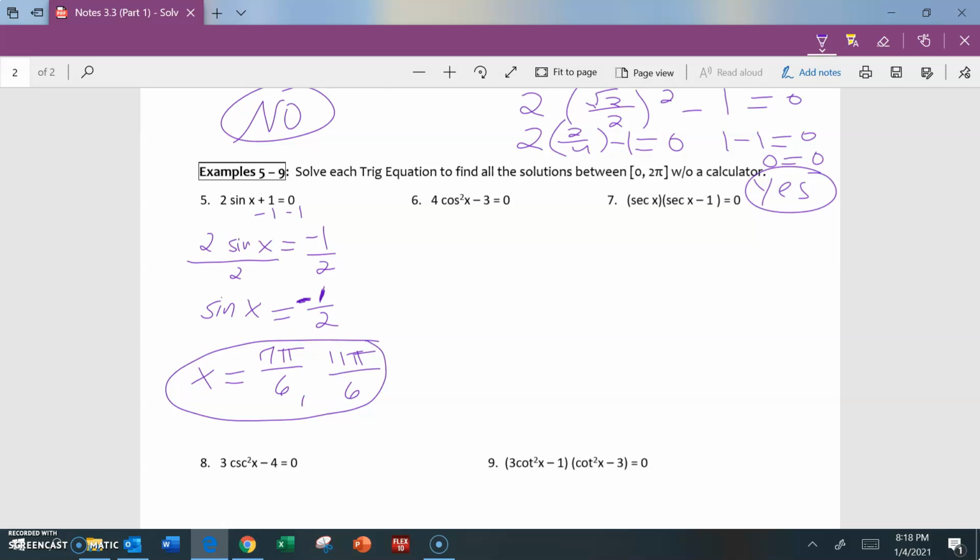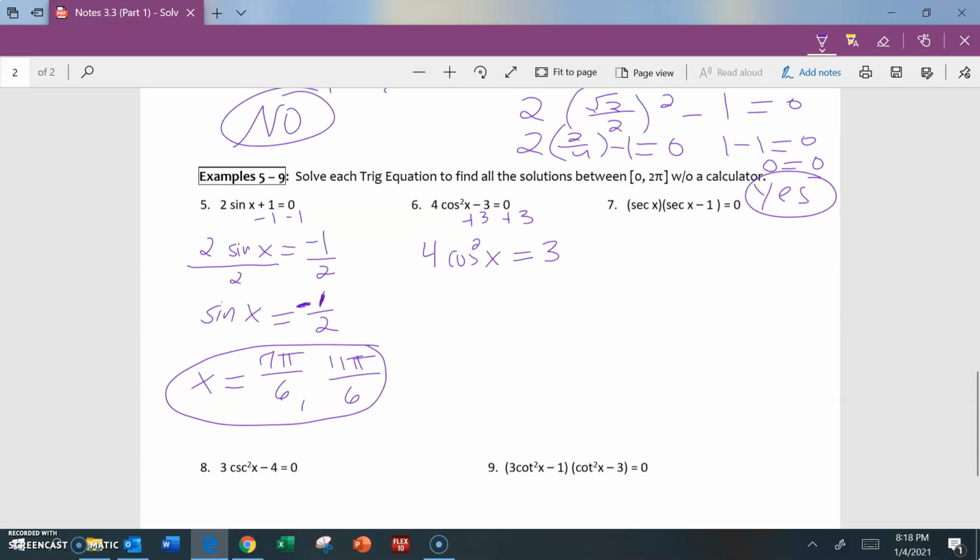So for number 6, I think you probably guessed it, we're going to add 3 to both sides first, and we are going to have 4 times the cosine squared of x equals 3, and we're going to divide both sides by 4. And that gives us the cosine squared of x equals 3/4. Now, we're not trying to get x by itself right now. We're trying to get cosine of x by itself.